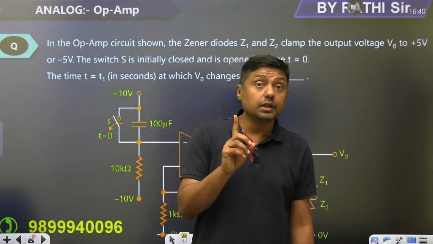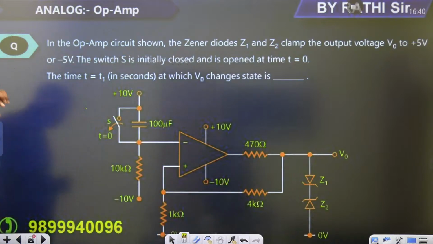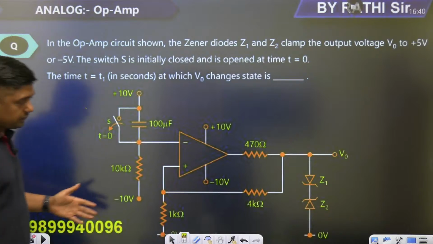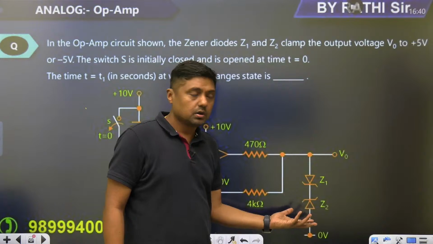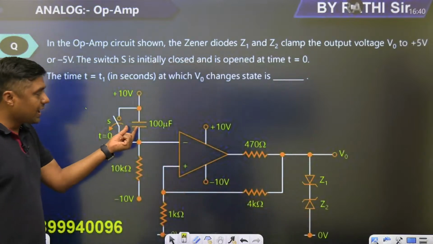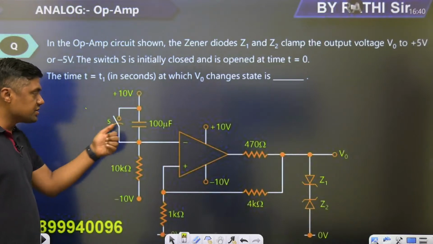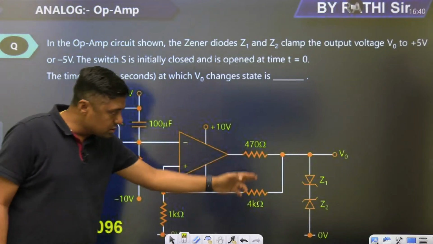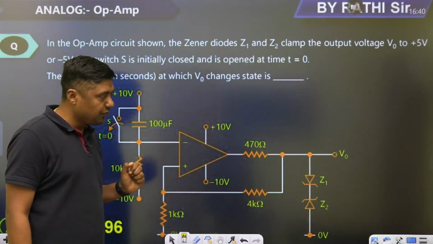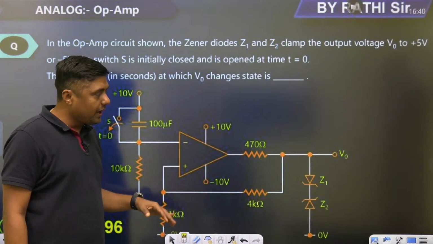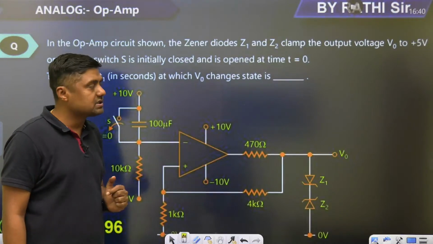Understand? 30 minutes to explain this question. But this question is very, very important. Once you get the idea why these Zener diodes are connected here, what is the role of the Zener diodes, then what is the role of the capacitor here, what is the RC circuit here, then what is the role of this switching action, what is the importance of the positive feedback, why we are giving the positive feedback to the operational amplifier, and because of the positive feedback, the operational amplifier will always be in saturation, it may be plus 10 volt or it may be minus 10 volt.